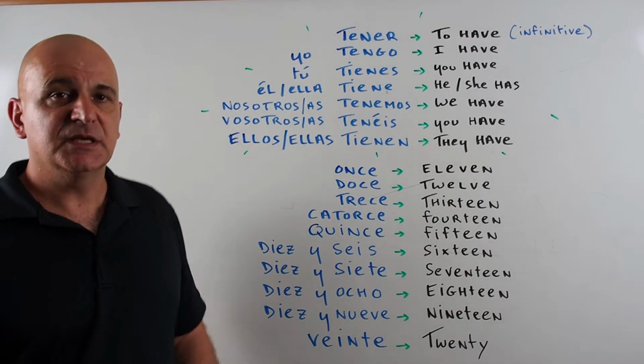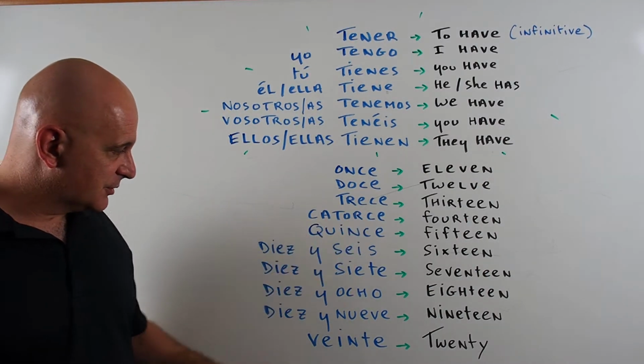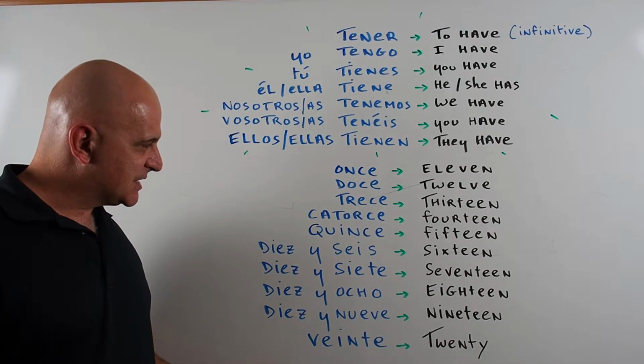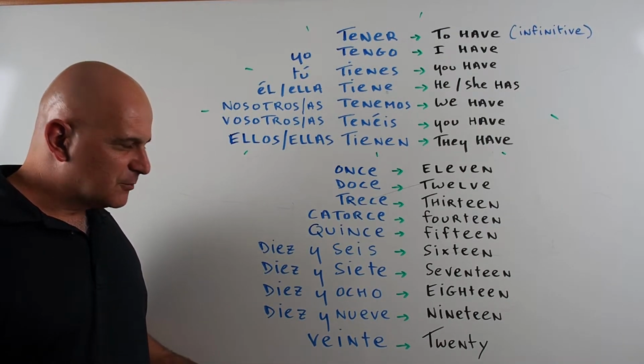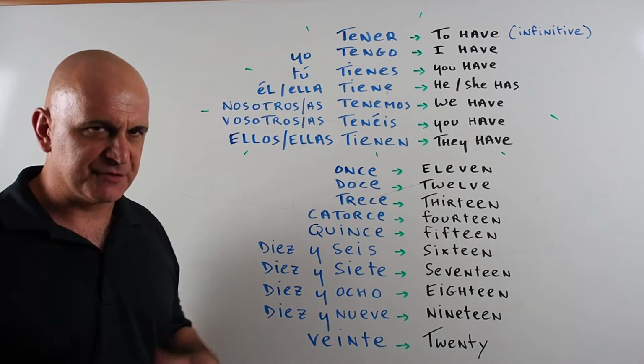Q-U-I-N-C-E, quince. Now you see right here, I wrote down the numbers from 16 all the way to 19, just so that you understand how they work. But technically speaking, I would not recommend that you write them down like that if you have to write them down, but it's just for the sound of this that you understand.